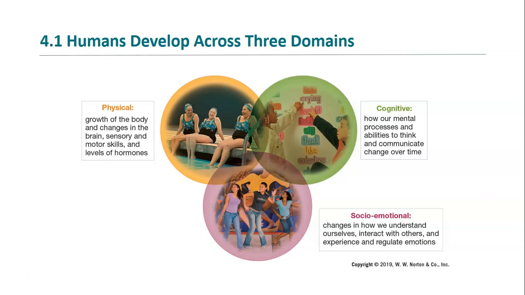One way of organizing the study of human development is to divide it into three domains or realms: the physical domain, the cognitive domain, how we think, and the socio-emotional domain, how we interact with others and how we feel.